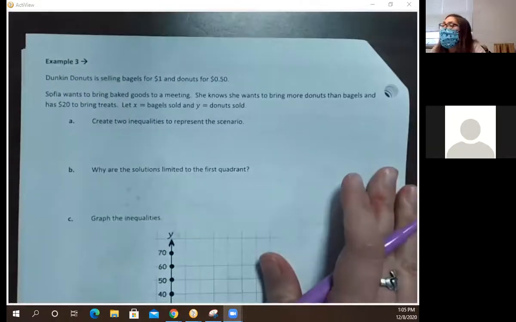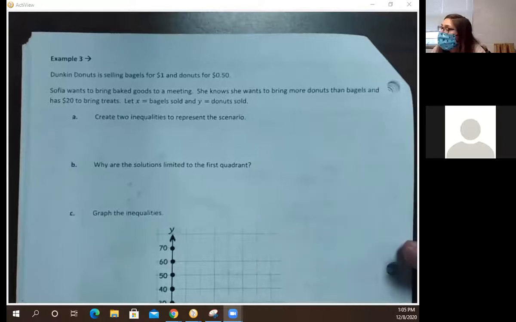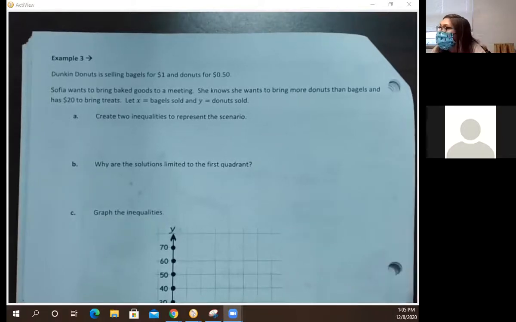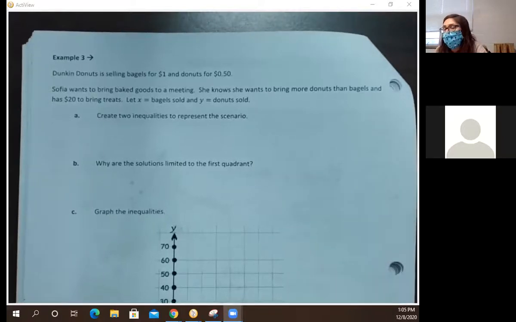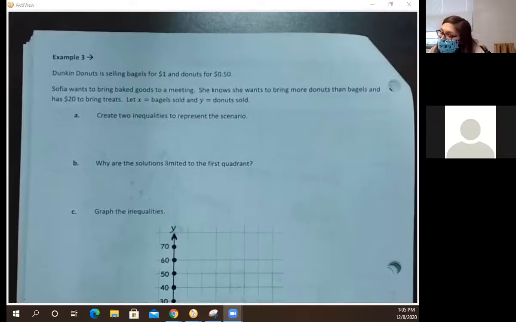Looking at a problem in context again. So we're going to create our system of inequalities here, graph and identify some solutions. So example 3 says Dunkin' Donuts is selling bagels for $1 and donuts for 50 cents. Sophia wants to bring baked goods to a meeting. She knows that she wants to bring more donuts than bagels and has $20 to spend on treats. Let X equal bagels sold and Y equal donuts sold.